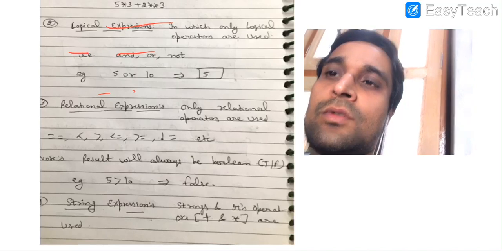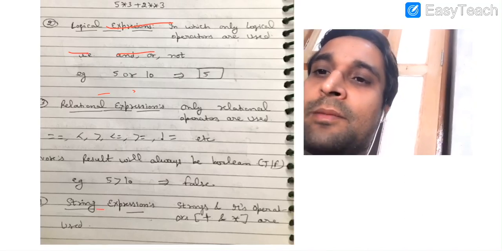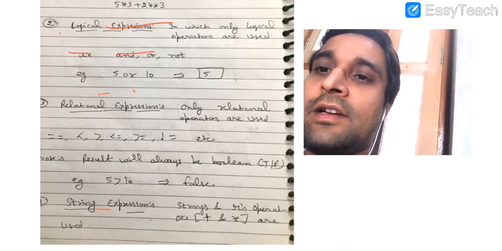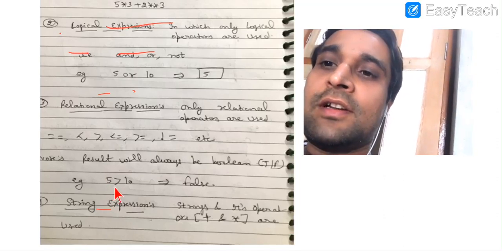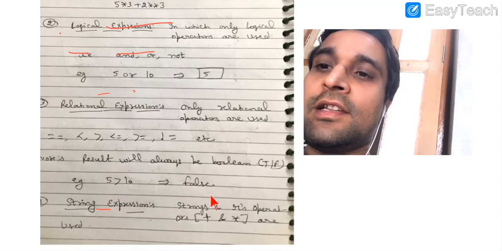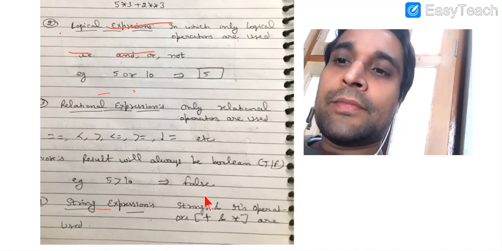So, you can see in the example we have written 5 greater than 10. 5 is actually less than 10, so our condition is false, and we are getting the result as false.